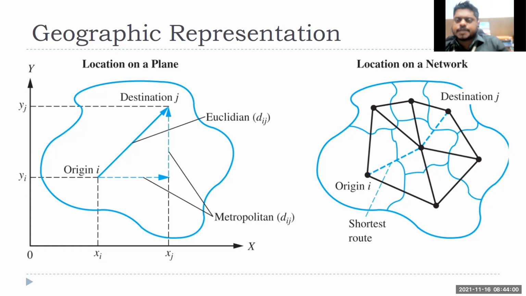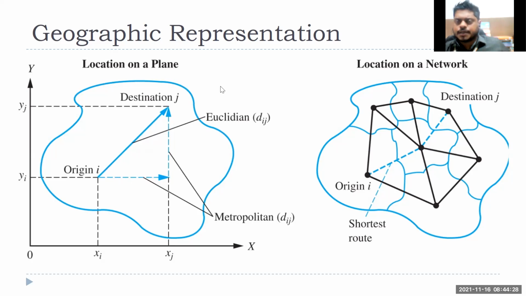You move in a city grid. You move a certain distance in the x coordinate, then a certain distance in the y coordinate. So think about these two locations, origin i and destination j. Let's say origin i is your home, and destination j is a hospital or a restaurant or a movie theater. If I ask you the distance from your home to the movie theater, it is not the Euclidean measure.